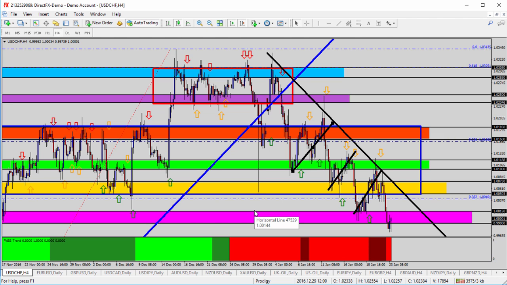We've seen 3 rallies and a fall within the current downtrend. Will we see that continue? Will we see another rally and then a fall, or will it just rally and reverse? We'll have to wait and see.